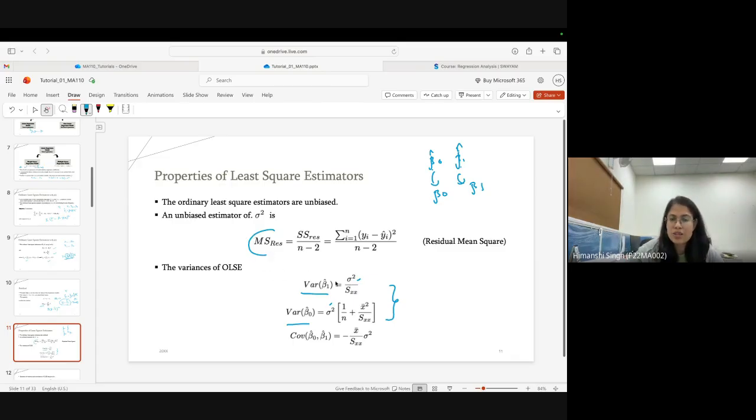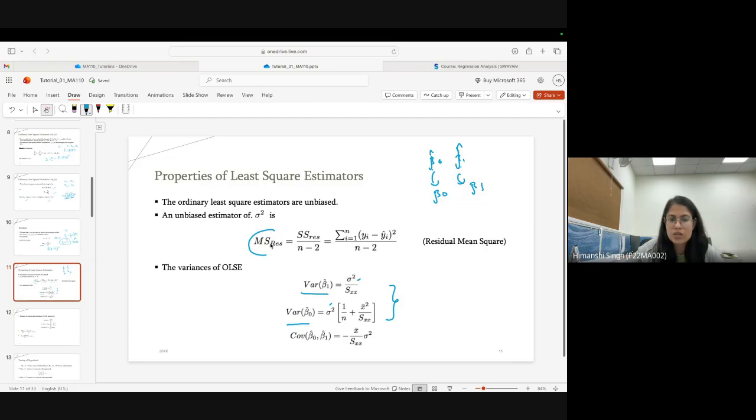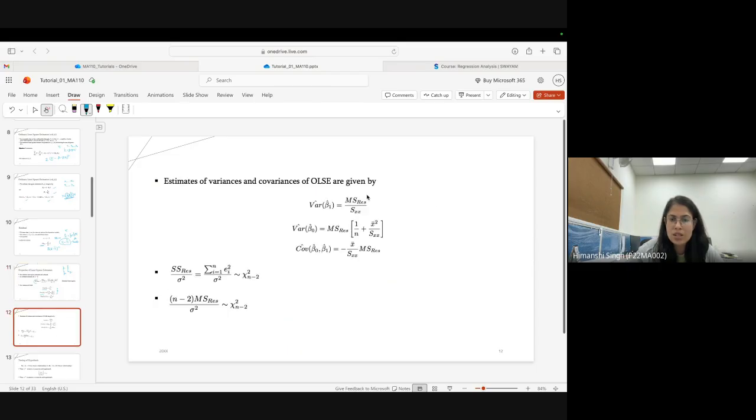So in practice, we do not know sigma square. If we want to find the variance of beta 1 hat, we cannot find it directly, but we can find its estimate by replacing sigma square with its estimate. If I write MSres here, that will be the estimate of the variance of beta 1 hat. So in place of sigma square, I just write MSres, which is an unbiased estimator of sigma square. Similarly, the estimate of the variance of beta naught hat is this.